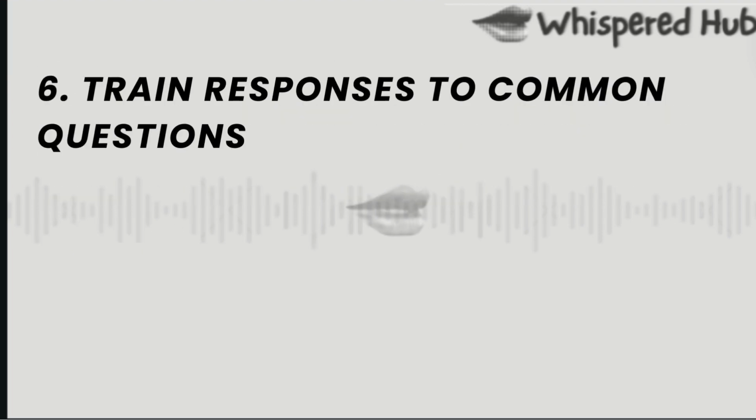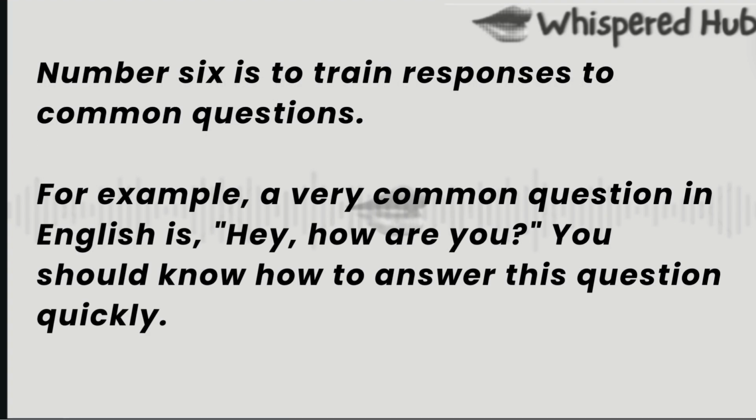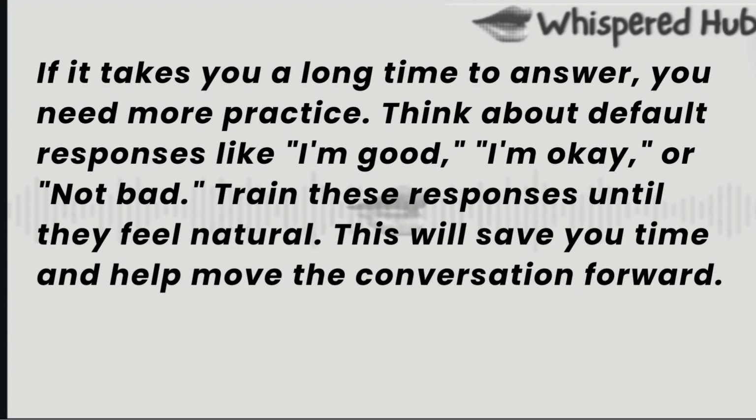Train responses to common questions. Number 6 is to train responses to common questions. For example, a very common question in English is, "Hey, how are you?" You should know how to answer this question quickly. If it takes you a long time to answer, you need more practice. Think about default responses like, "I'm good," "I'm okay," or "not bad." Train these responses until they feel natural. This will save you time and help move the conversation forward.